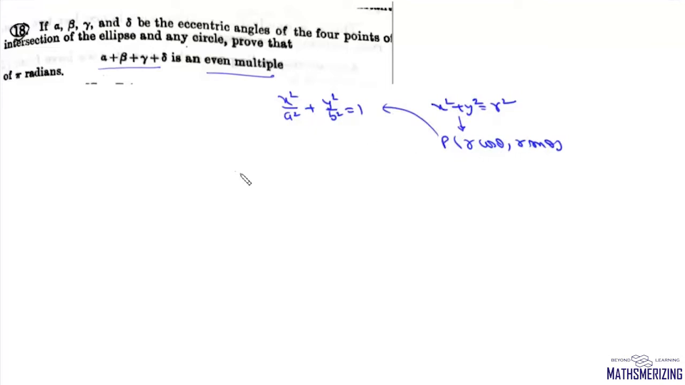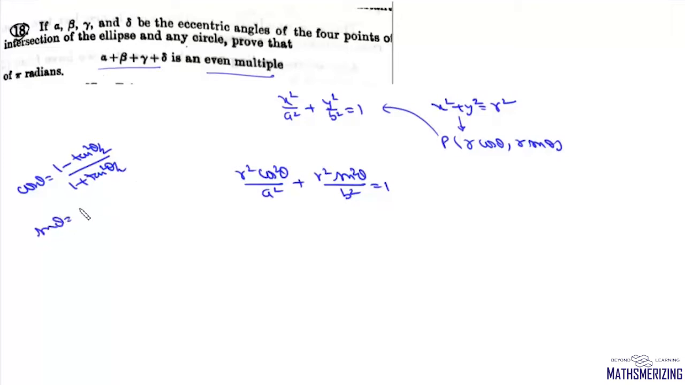So we'll put the value of x and y, then we can write r square cos square theta upon a square plus r square sin square theta upon b square, and it is equal to 1. Now we know that we can write cos theta as 1 minus tan square theta by 2 upon 1 plus tan square theta by 2, and sin theta as 2 tan theta by 2 upon 1 plus tan square theta by 2. And we'll let this tan theta by 2 be some t. So we'll replace cos theta with 1 minus t square upon 1 plus t square and sin theta with 2t upon 1 plus t square.